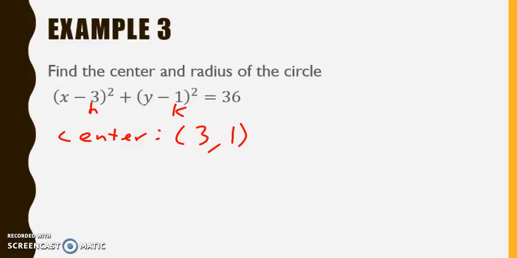And then for the radius of this circle, make sure you actually take the square root of that number, 36, so the answer is just 6.